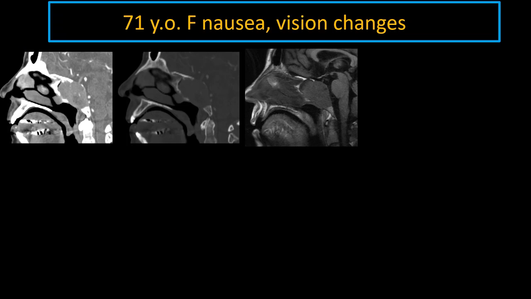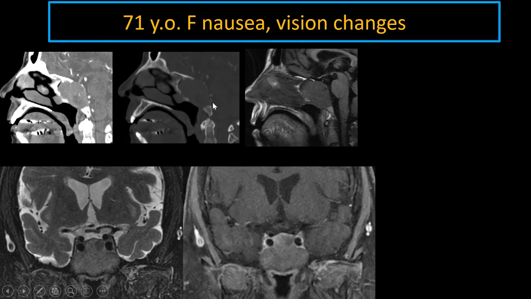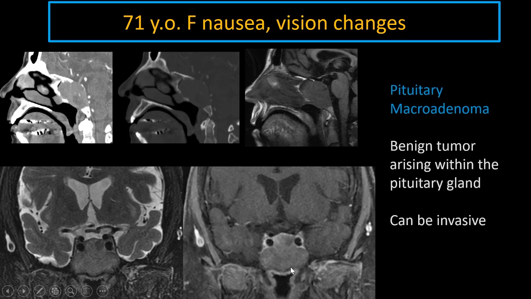In this 71-year-old female with nausea and vision changes, we can see that there is a mass eroding the clivus, extending to the floor of the sella turcica and extending into the sphenoid sinus. In the coronal plane, we can see that the mass is not easily distinguished from the overlying adenohypophysis. And this is a surgically proven pituitary macroadenoma.